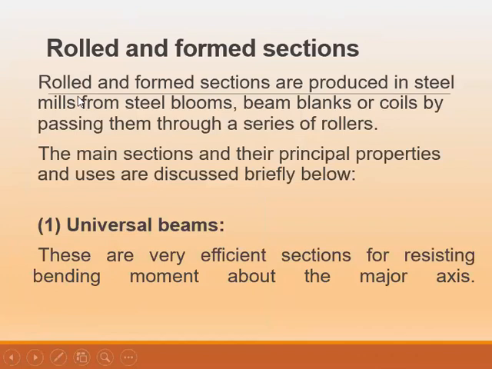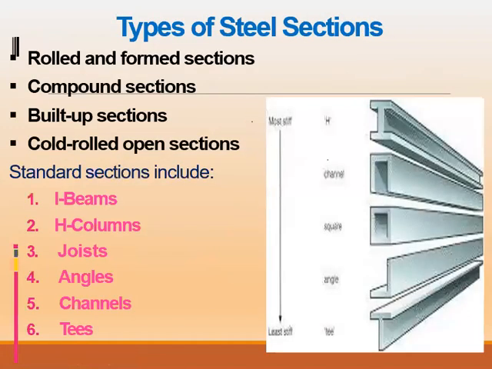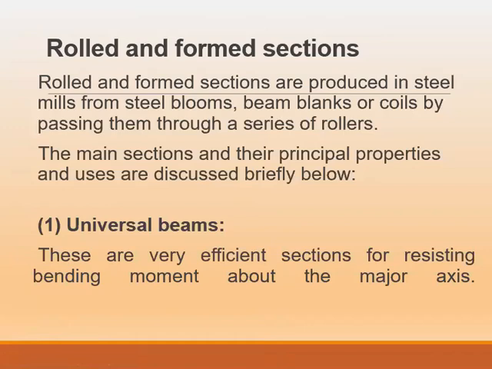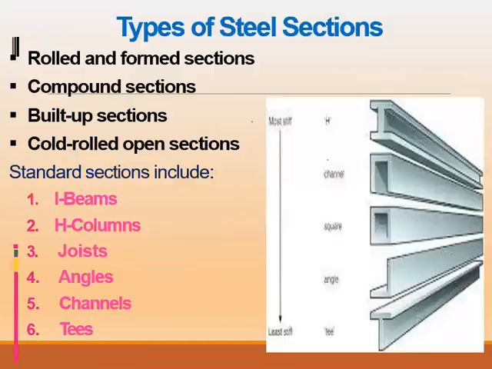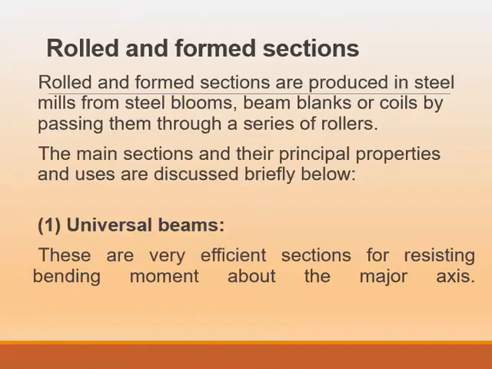It's explained here that the rolled and formed sections are produced in steel mills from steel blooms. These steel blooms are very big steel bars. Okay? So you can get the required shape by passing it through a series of rollers, and by so doing, you get this form here. So these are fabricated by using special rolls or rollers in a factory.